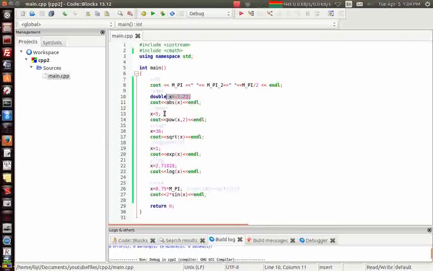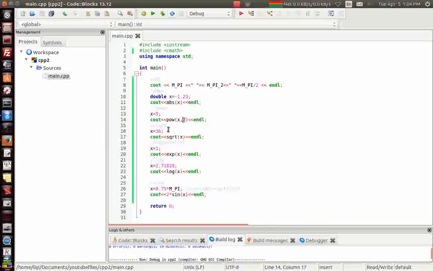The third function is the power function. So if you want to calculate, say, 5 raised to the power of 2, you can use the power function, and the first argument is the base 5, and the next one is the power index, which is 2.